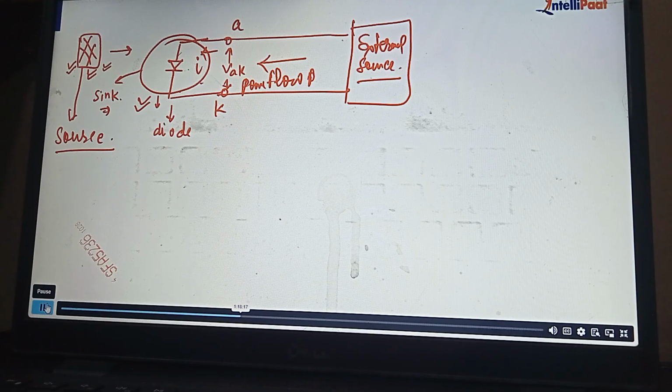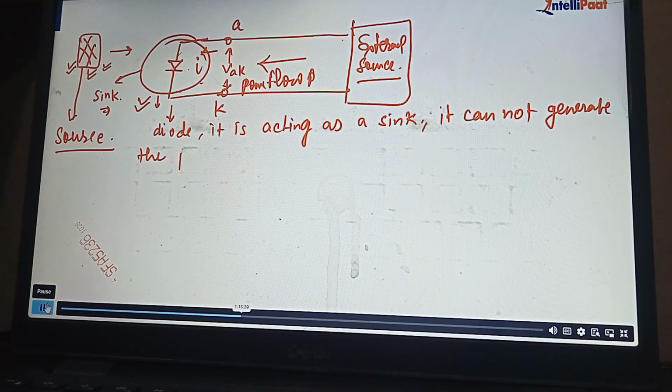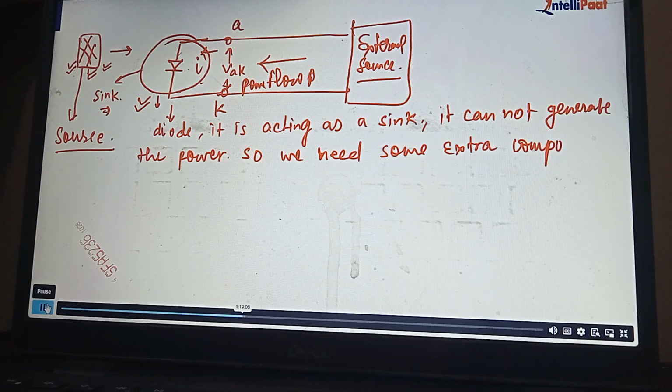So the diode is acting as a sink, it cannot generate the power. Sink means it can take the power. So we need some extra component. Some extra component is required so that we can make the PV cell.